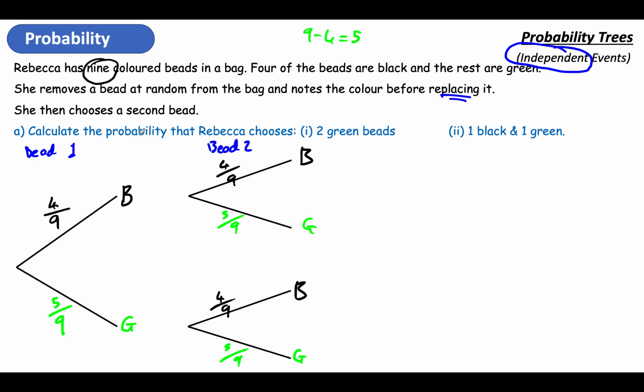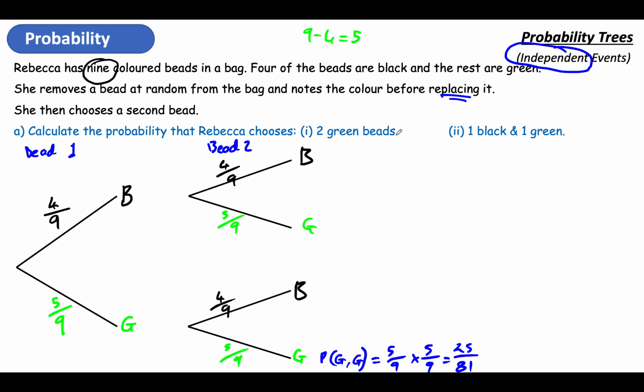So calculate the probability that Rebecca chooses 2 green beads. Now there's only one path to get 2 greens. That would be down here. We get 1 green, we get another green. So that's green and green. We're doing and, we're going along the branches, and means multiply. So I need 5/9 times by 5/9. Multiply the tops, multiply the bottoms. 5 5s are 25, 9 9s are 81.